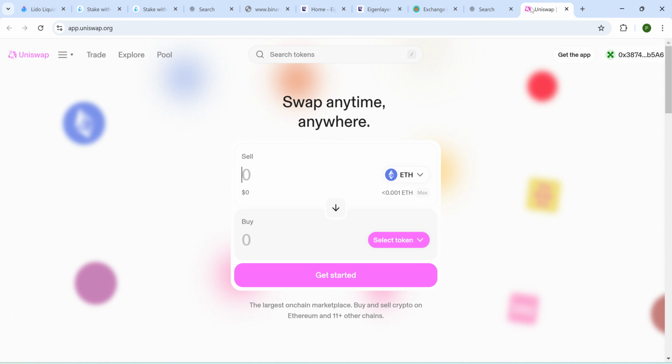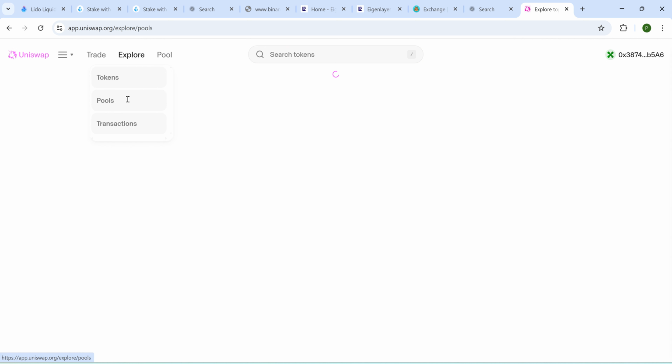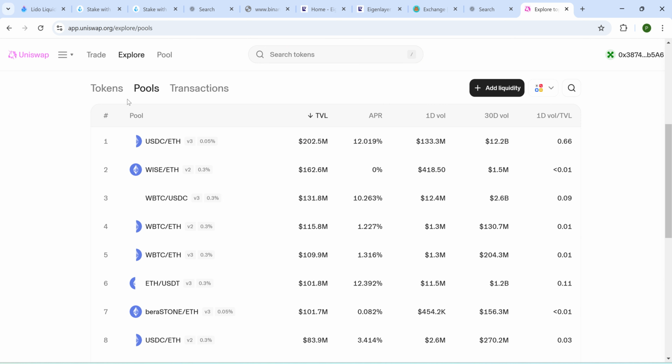On Uniswap also, you can provide liquidity. You can explore the different pools that are available for you to play with and find the best one with the highest APR so you can dive in. So this is USDC and ETH. You see, for PancakeSwap, there is more APR there than here. So I think Pancake is better, but this one has high volume.